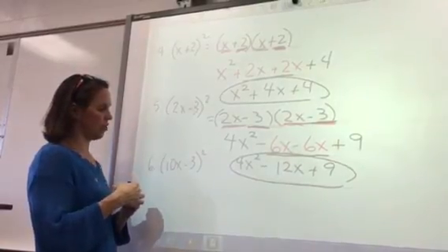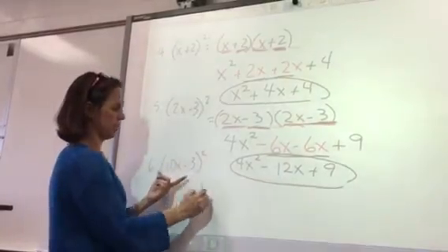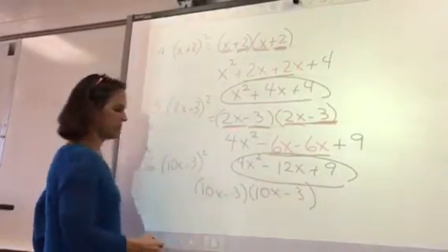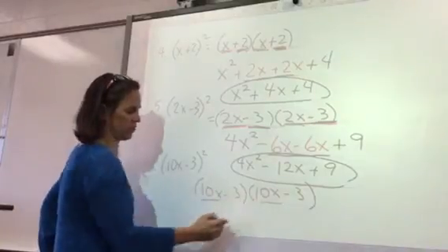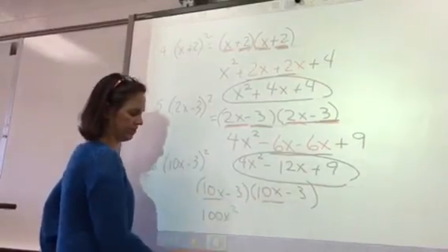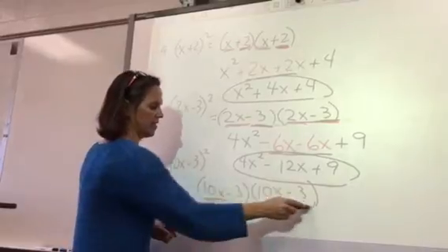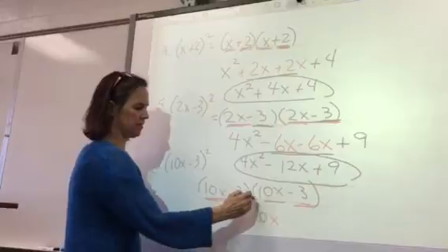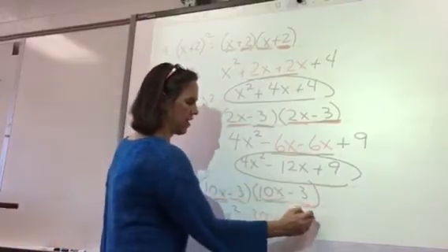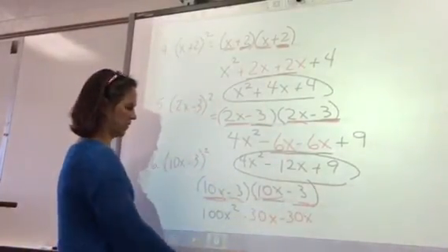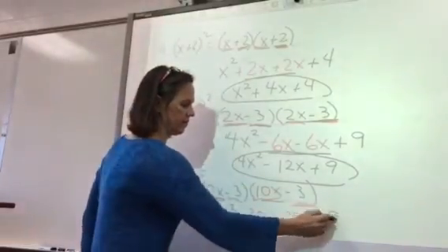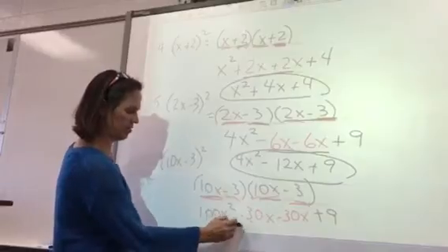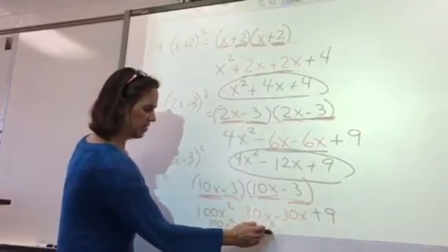Okay, so you should be able to do this. 10x minus 3 times 10x minus 3. I'm just going to go do it fast. First times first is 100 x squared. Outside times outside, negative 30x. Inside times inside, also negative 30x. Last times last is 9. So you get 100x squared minus 60x plus 9.